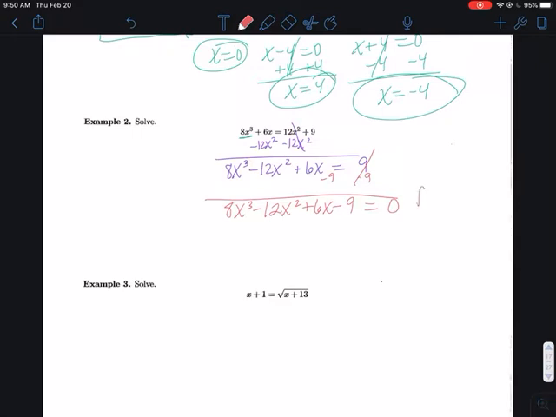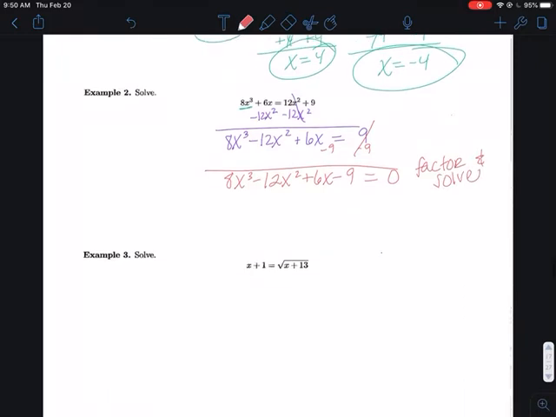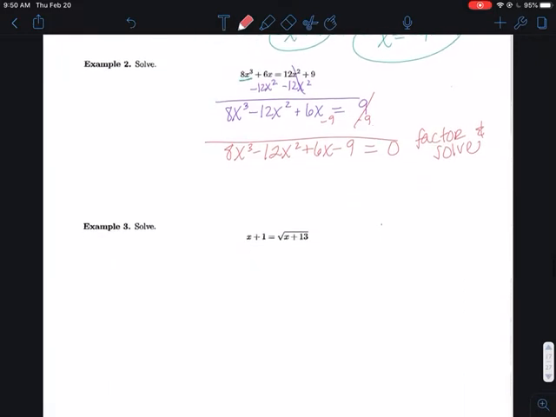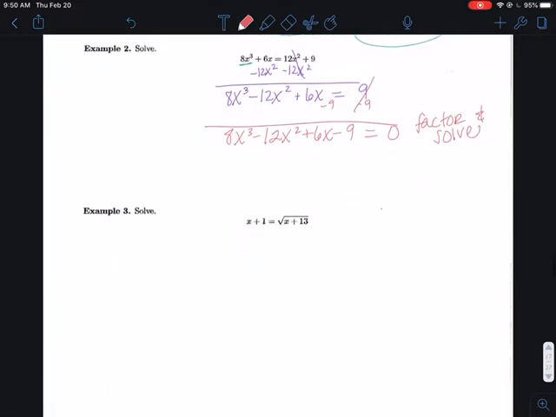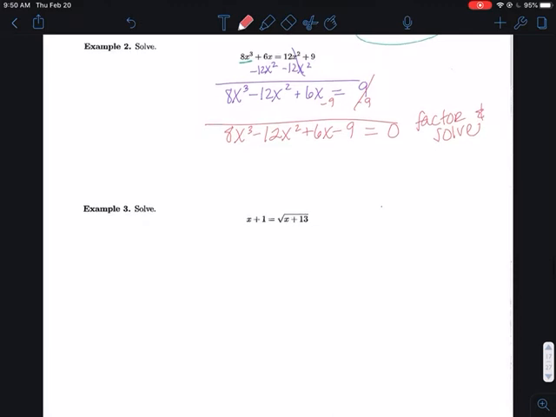And then I'm going to have to factor and solve. So I encourage you to pause the video and factor and solve this equation like we did before, and then come back and check your solutions after working it out on your own.